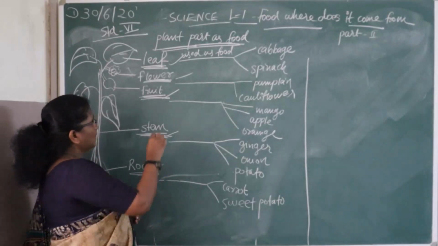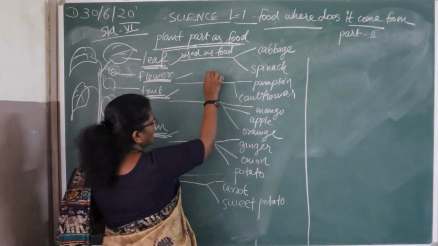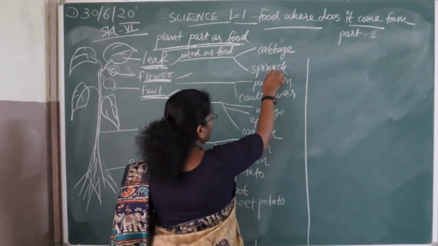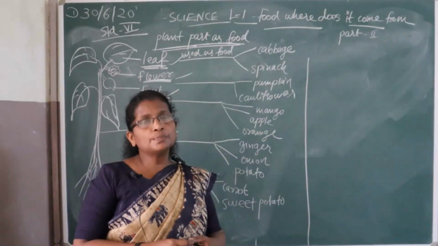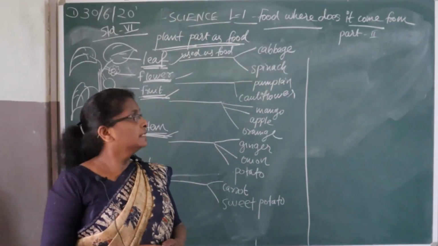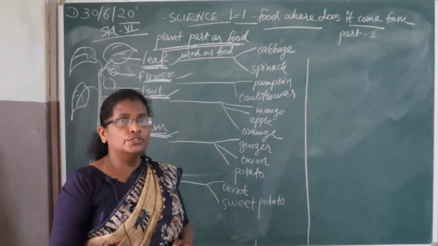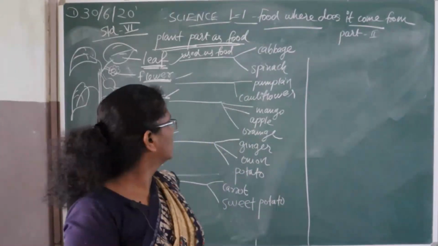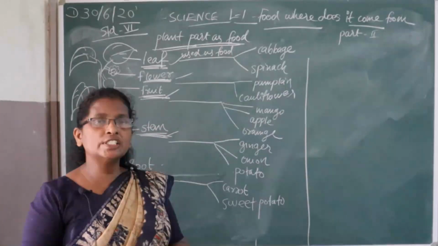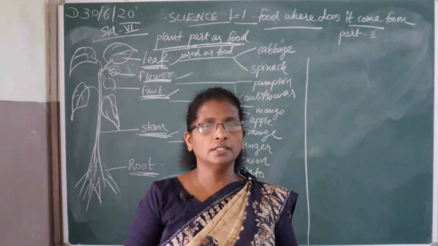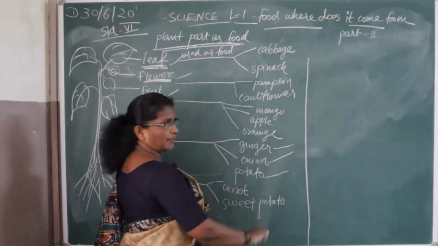First one, in which plant is the leaf used as food? The leaf is used as food in cabbage and spinach. Second, flower. In which plant is the flower used as food? The flower is used as food in pumpkin and cauliflower. The fruit is used as food in mango, apple, orange, etc. And in which plant is the stem used as food? The stem is used as food in ginger, onion and potato.